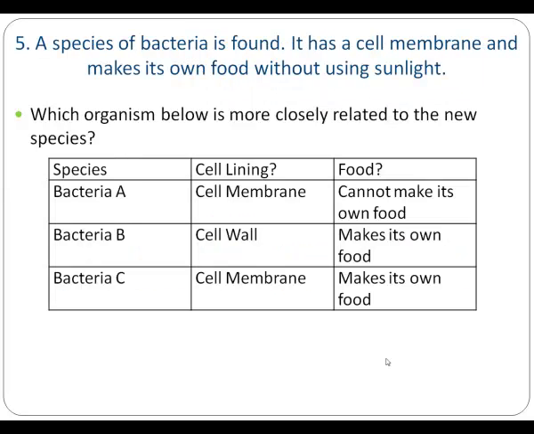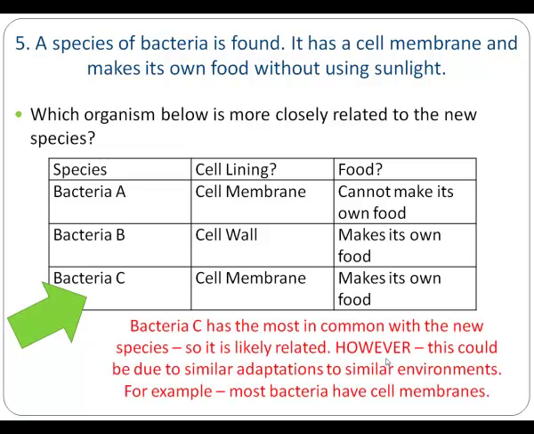A bacteria is found that has a cell membrane and makes its own food without using sunlight. So which species below is most closely related to the new species? Well, it's going to be bacteria C because it has the most in common with the new species, so it is likely related. However, word of caution, this could be due to similar adaptations to similar environments. So, for example, most bacteria have cell membranes, so I would probably need some other information, some genetic information, something like that to completely conclude how closely related they are.